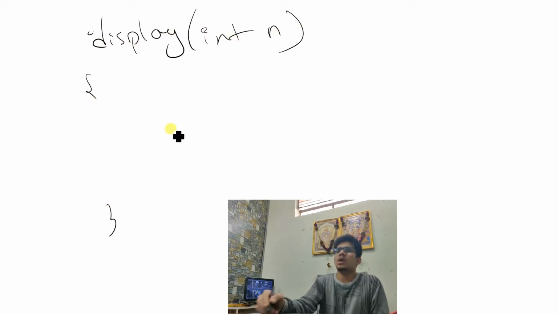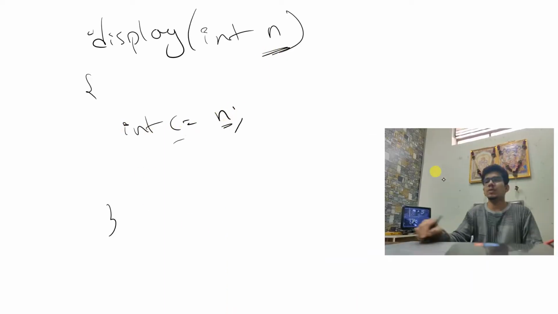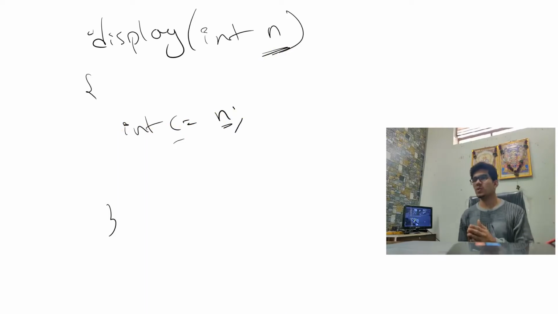Okay. So as we have seen, let's say I have a method display with int n. In this I am accepting one number. Whatever number I accept, I'll store it: int c is equal to n. Whatever n value is inputted, that n value is given to c. You tell me, what is the space complexity of this program?